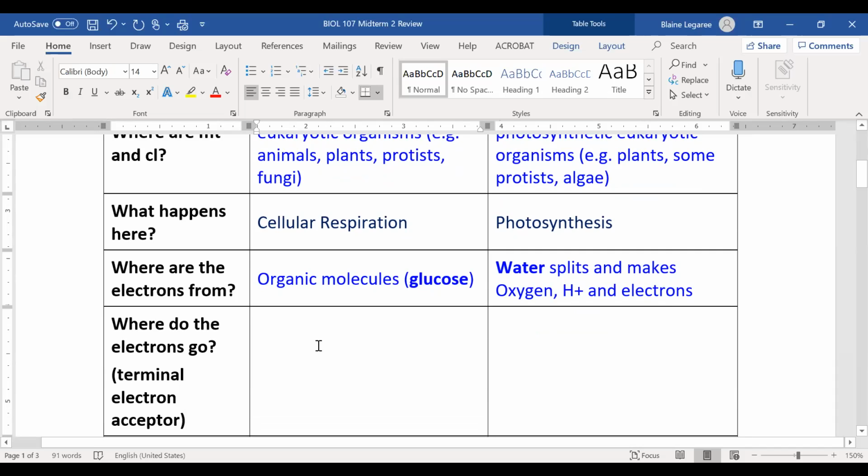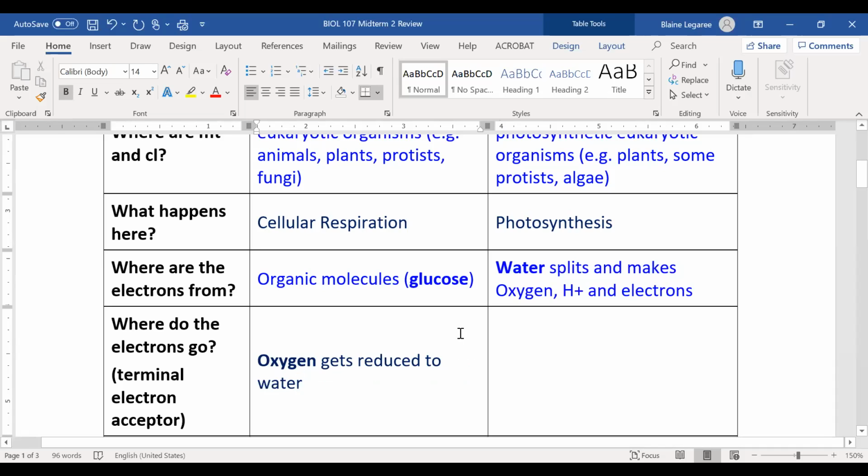So if you think about respiration, the electrons start off with glucose. We oxidize glucose, and those electrons end up on electron carriers, and those electron carriers eventually end up at the electron transport chain. They zip through the electron transport chain, and eventually they arrive at oxygen. So we can say oxygen gets reduced to water. So look at that. We have water as an ingredient of photosynthesis, and it produces oxygen. And in respiration, oxygen is an ingredient, and it produces water.